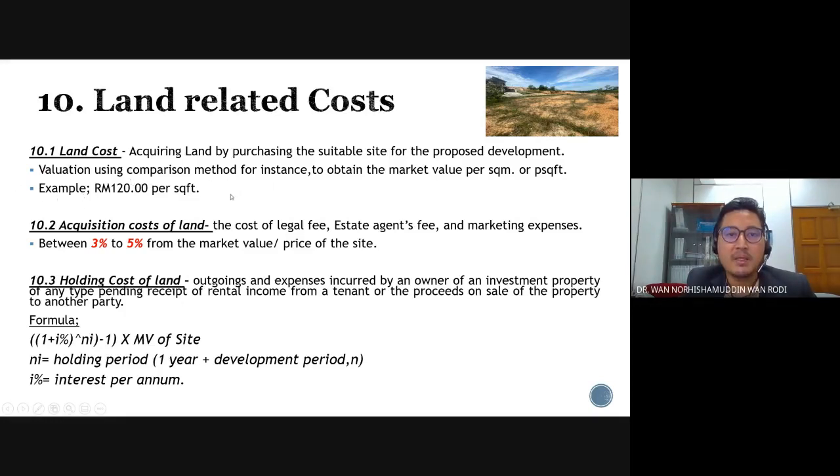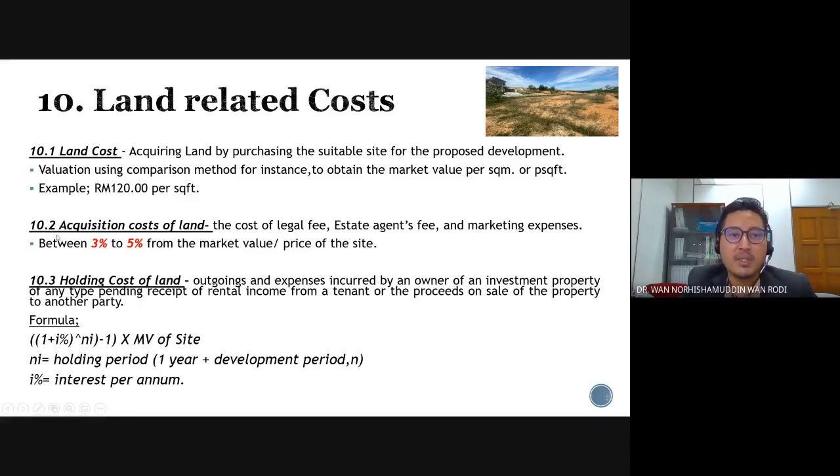And also land price or land market value depends on the location. For example, if the site is located near the town or city area, with public facilities within a 10-kilometer radius, the site will have a higher value compared to a site located far from the facilities, far from the cities, and etc. So it depends on the location also.